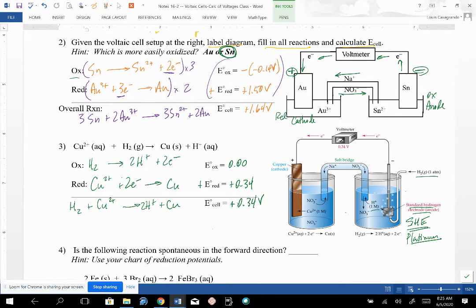In our lab, we're going to do something similar related to this. It's not going to be exactly this, though. We are going to set up some electrochemical cells and measure the potentials of those cells.